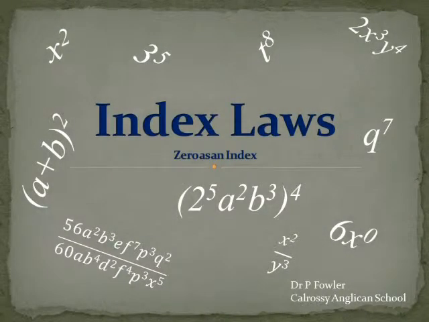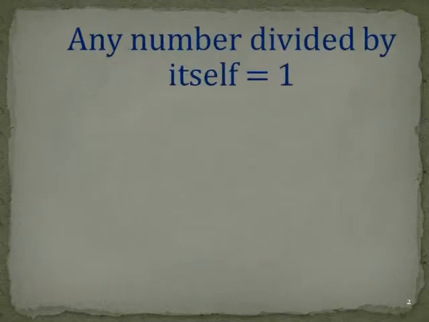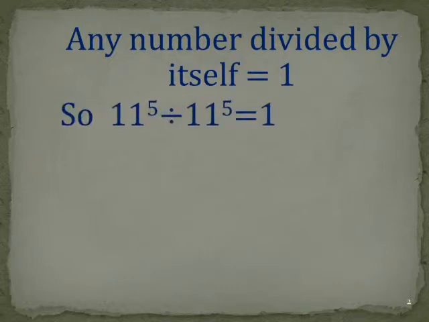In this video, we're going to look at 0 as an index. Now, we start off with any number divided by itself is 1, with the exception of 0, of course. That gets awfully complicated. Not going to face that one here. So, for example, 11 to the power of 5 divided by 11 to the power of 5 is 1.